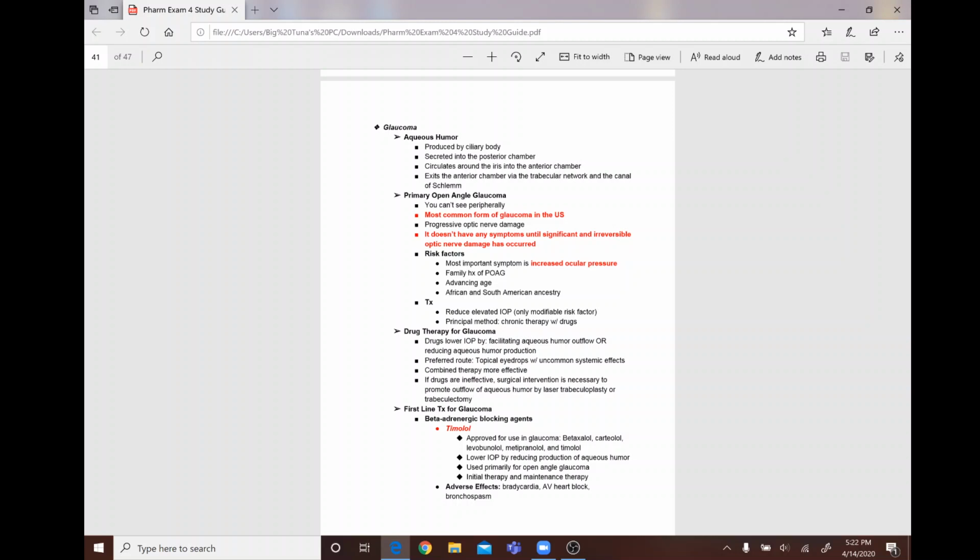How do we treat primary open-angle glaucoma? Reducing elevated IOP is the only modifiable risk factor, and the principal method is chronic therapy with drugs. How do drugs lower IOP? Facilitate aqueous humor outflow or reduce aqueous humor production. What is the preferred route for administering these types of drugs? Topical eye drops.